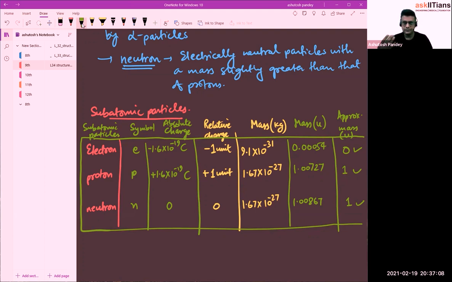I hope you understood this whole thing about all three different subatomic particles, that is electrons, protons and neutrons. We have already seen the discovery and all the properties related to the electron in the previous lecture, and in this lecture we covered the discovery of protons and neutrons. I explained all the different properties of these fundamental particles, like the units of charge and the masses they have.